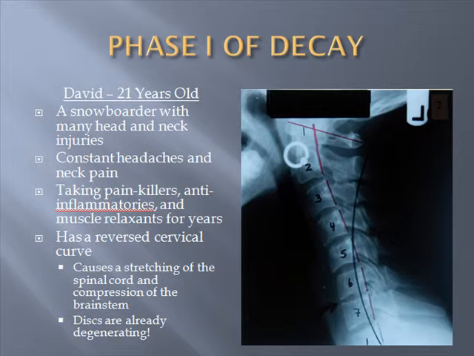Clearly, you can see that his neck does not match the black curve line. He has a reverse cervical curve that's reversed and opposite of what the expected normal is. This causes a stretching of the spinal cord and compression of the brainstem. And the discs are already degenerating, as noted by the arrow.